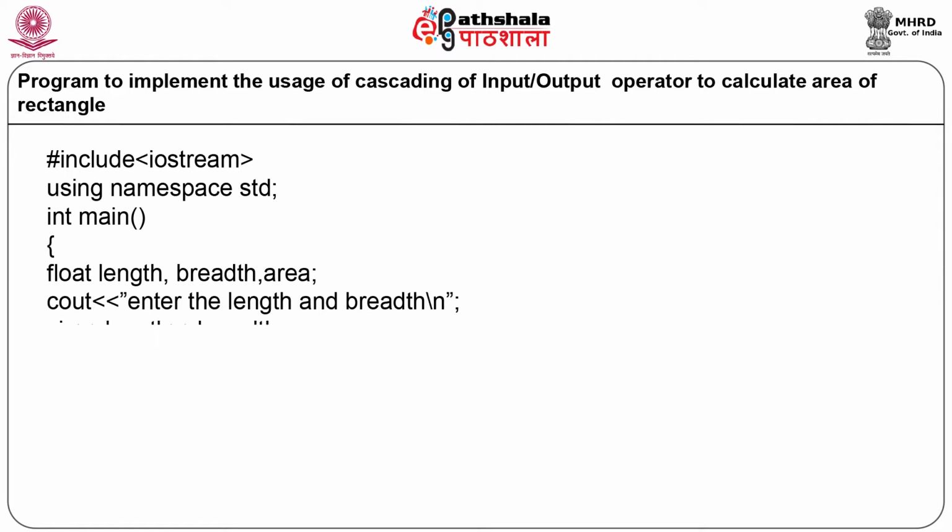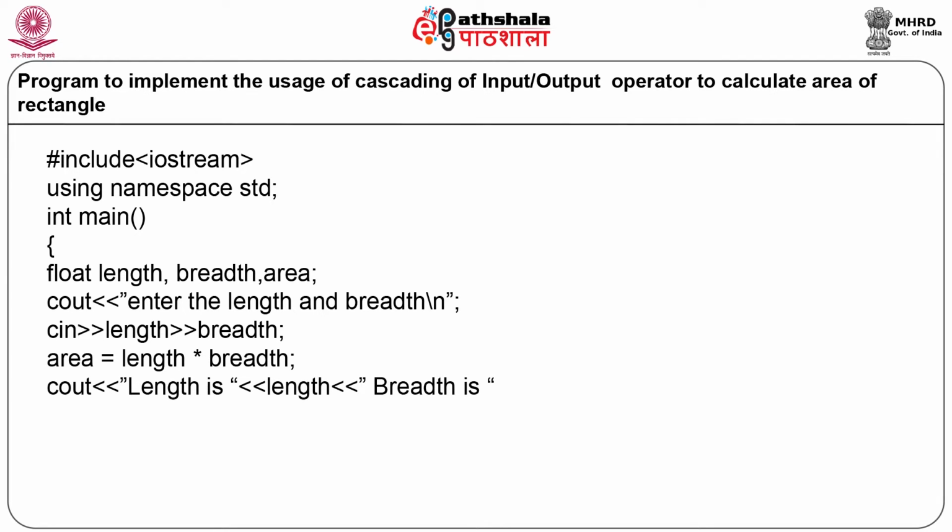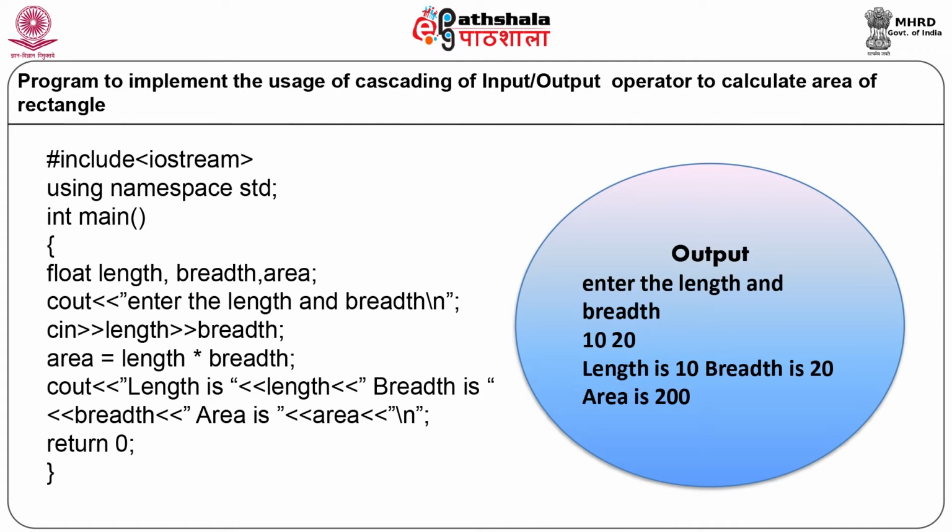We will take the details from the user as cin, length and breadth. Now we will calculate the area as area is equal to length into breadth. Now we will display back the values as cout, the length is length, breadth is breadth and area is area, return 0. When the above code is compiled and executed, it will ask for the values of length and breadth. Suppose the values are 10 and 20, then the area will be displayed as 200.